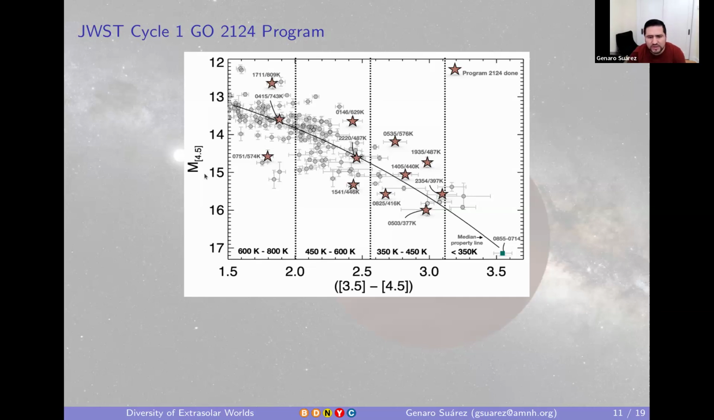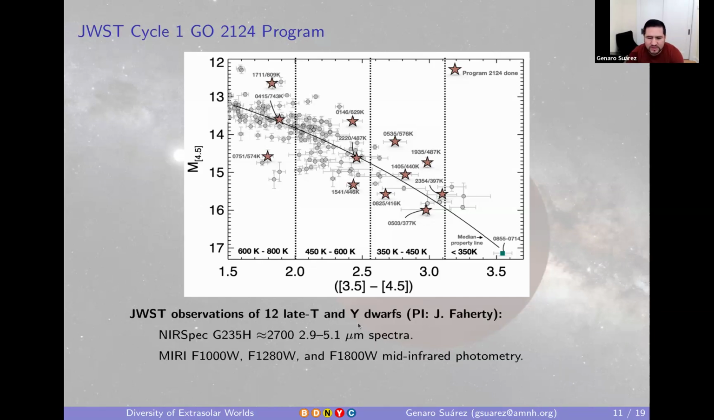I show here another color magnitude diagram using mid-infrared magnitudes, and we see a significant scatter. The curve corresponds to the median brightness for different colors. For this program, we selected objects with different colors, brighter and fainter than average, but also including some normal objects. We observed a total of 12 late T and Y dwarfs with NIRSpec and MIRI. We obtained near-infrared spectra at the highest resolution with James Webb, in this case about 3,000, and also mid-infrared photometry at 10, 13, and 18 microns to constrain the spectral energy distributions of these objects.